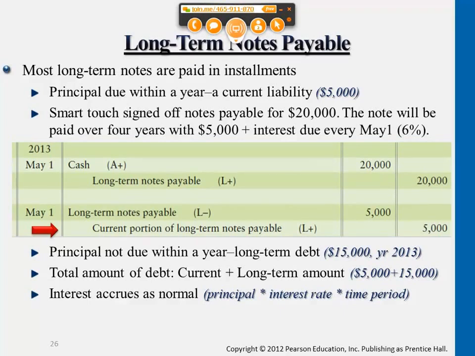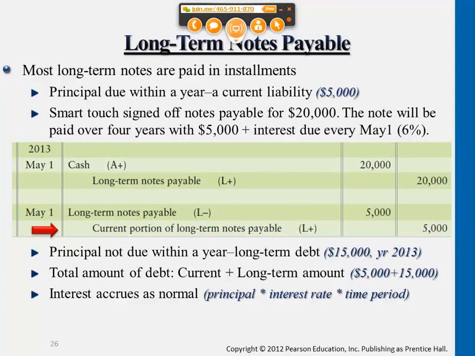Okay, so if the characteristic of this note payable is that it's paid by installments, a certain amount equal every single year, then the part that will be due immediately next year, we reclassify into current portion of long-term notes payable. Meaning this is actually a short-term liability account. So there's $20,000 here, and then immediately we reclassify a part into short-term notes payable. So both of the T accounts will look like this.